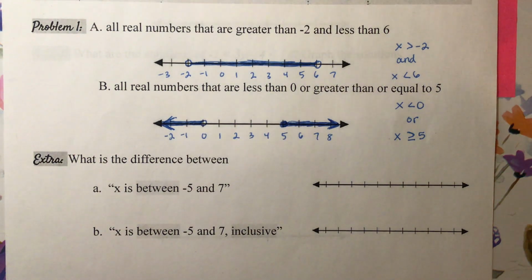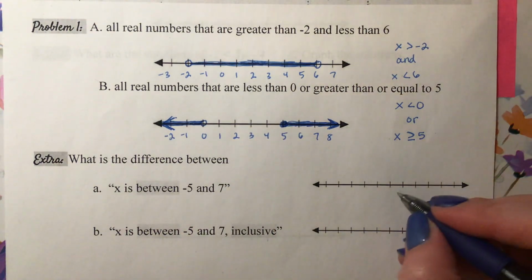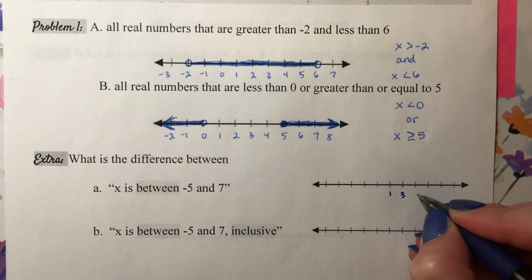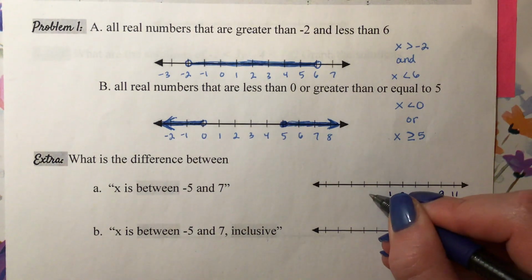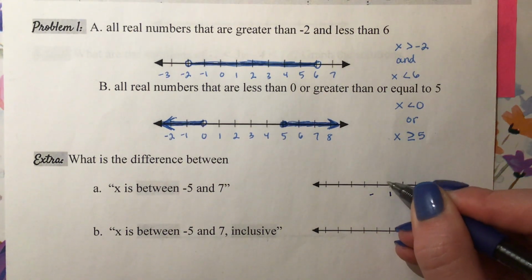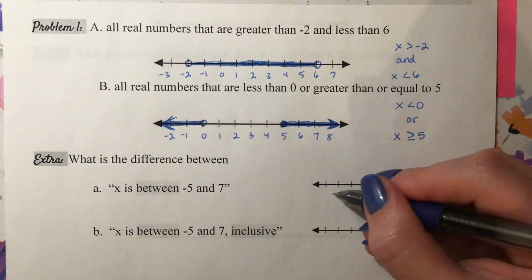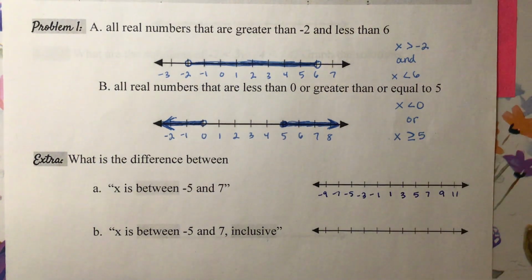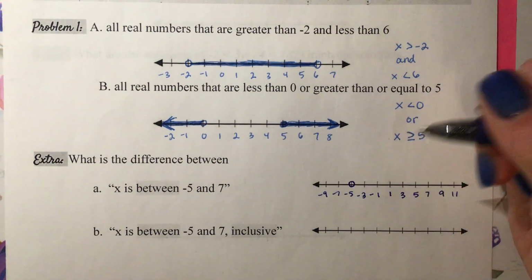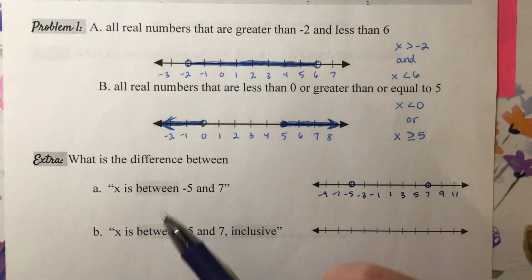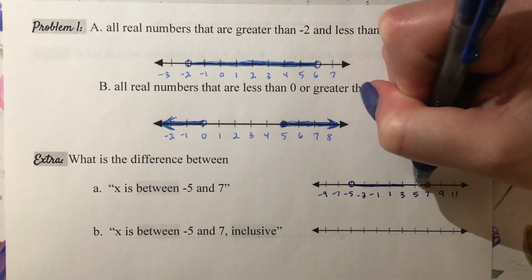I am going to number my number line, and I know that I don't have enough notches, so I'm going to label them by 2s. So I have 1, 3, 5, 7, 9, 11. And then we're going to have negative, that's going to be 0, then -1, -3, -5, -7, -9. There we go. I'm going to go to the -5, put a circle on it, and I'm going to go to the 7 and put a circle on it. I want x to be between these numbers, so I'm just going to shade everything in between them.